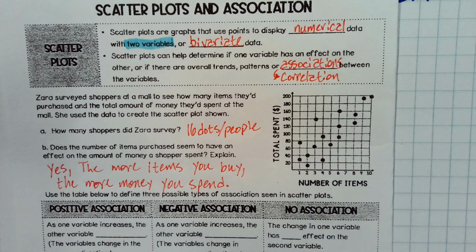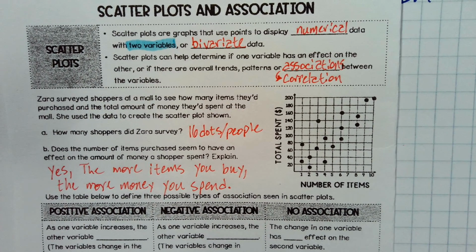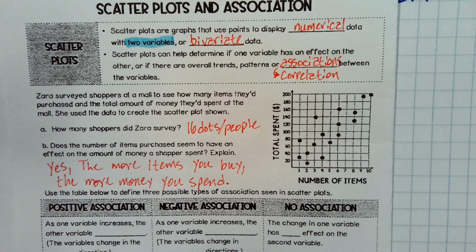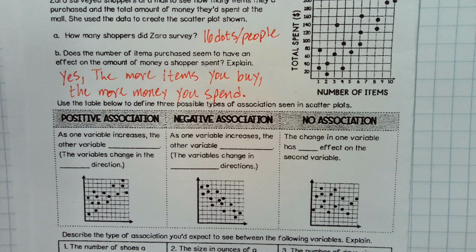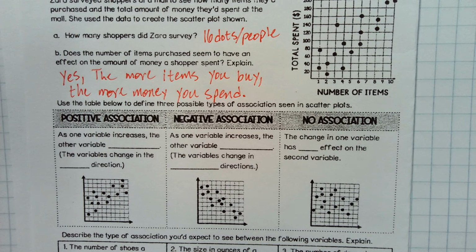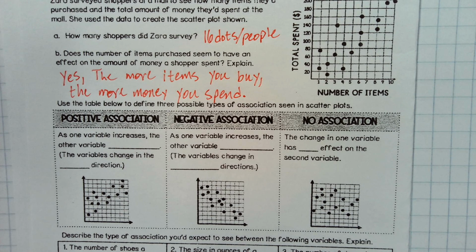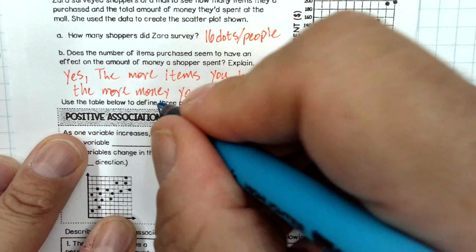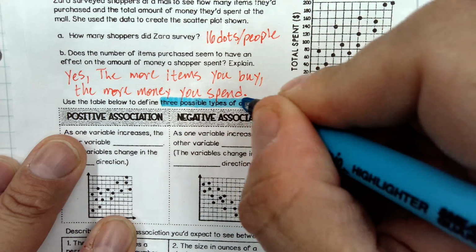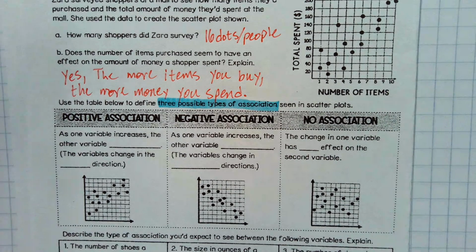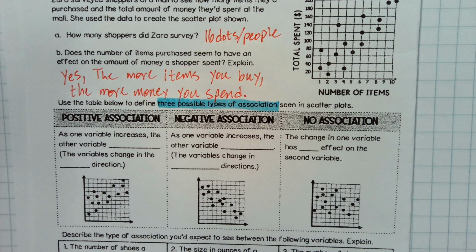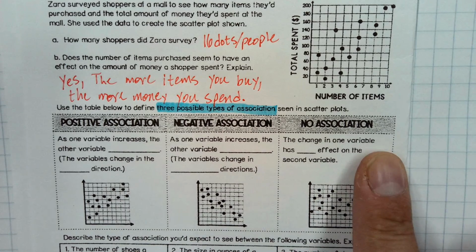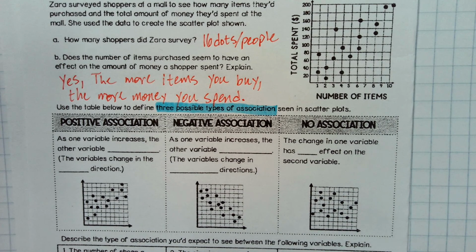All right, so this describes a type of association, guys. An association. So we're going to use the table below to define 3 types of association. If you have a highlighter, go ahead and highlight this because there's 3 possible types of association. And here they are. It's either positive association, negative association, or no association. Those are the 3 types of association. Okay?